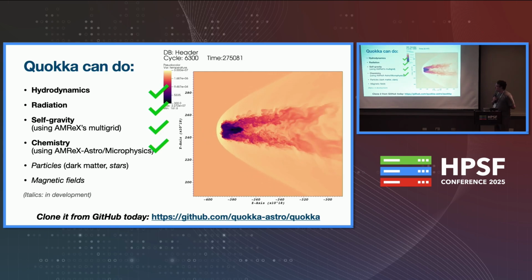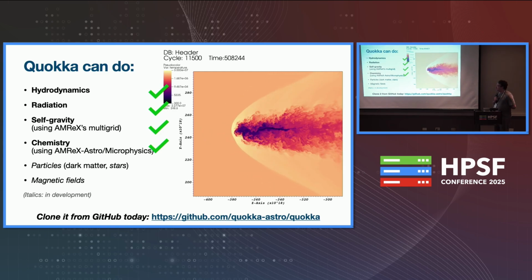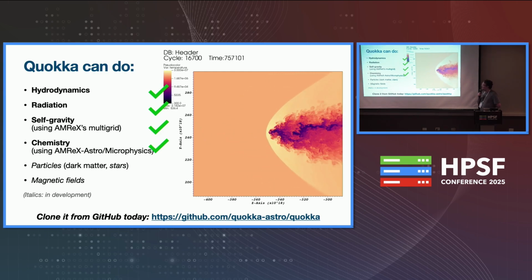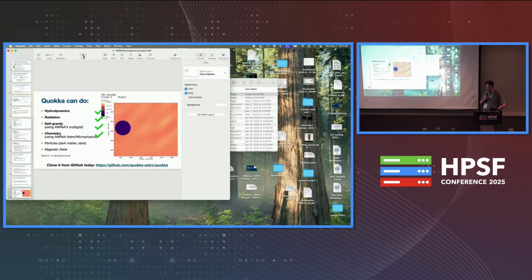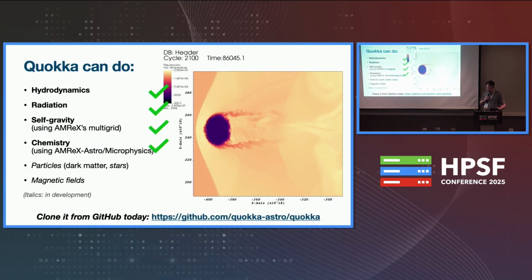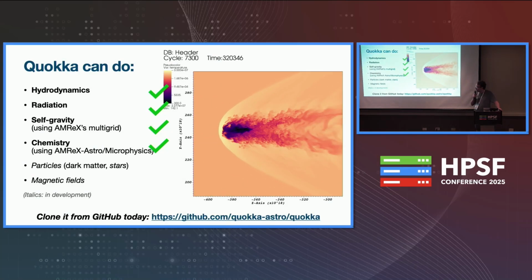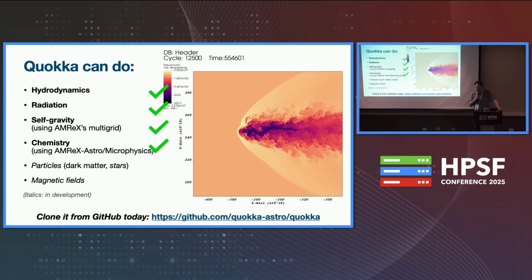So yeah, we can do a lot of physics, and we can get a lot of resolution on problems like blasting an interstellar cloud with a shock from a supernova. And I think there are a lot of exciting applications that we'll have in the future. Thanks.